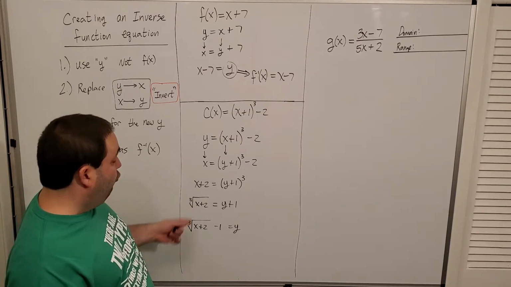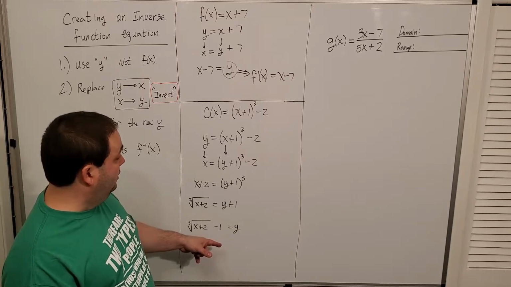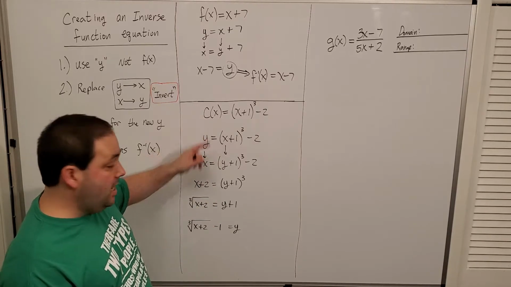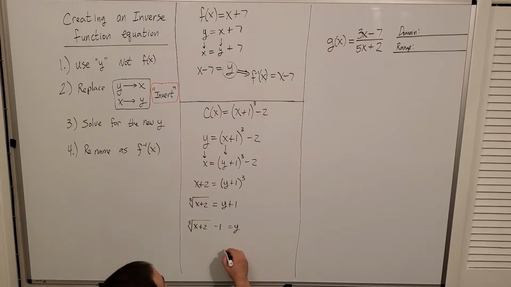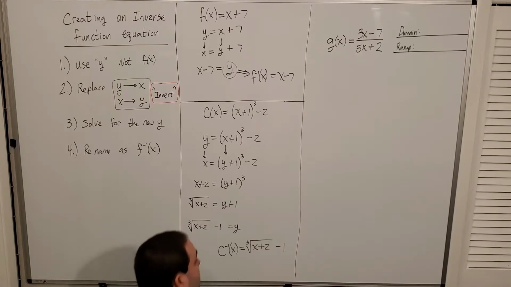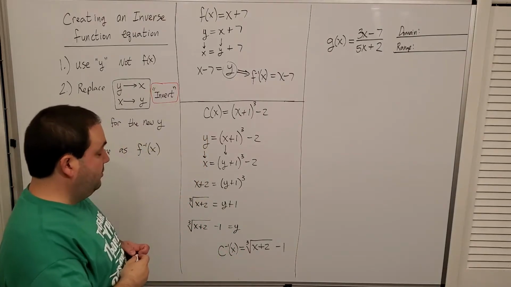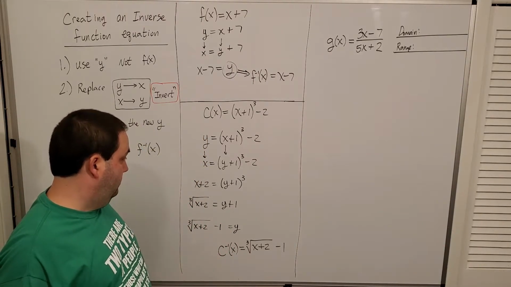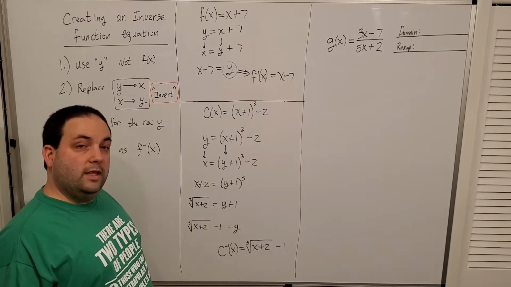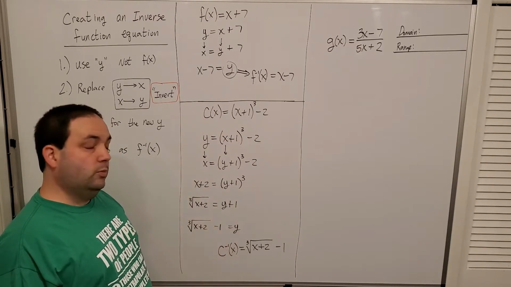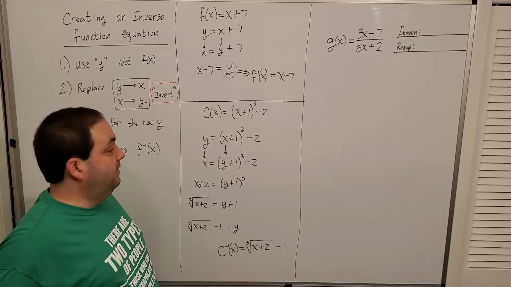Last step, rename with the inverse terminology. It was originally c, so I will call this one c inverse of x, and it's equal to this. The cube root of x plus 2, and then quantity minus 1. And there's my inverse function. Right? And that's the other one we graphed at the same time as this one. We saw that those two are actually inverses.